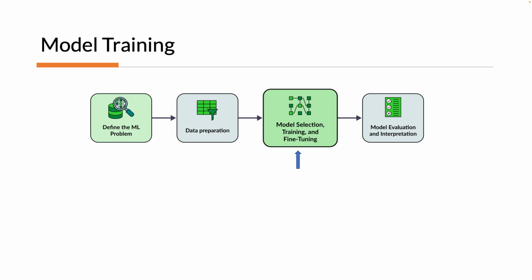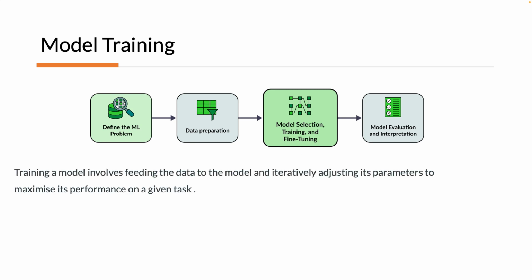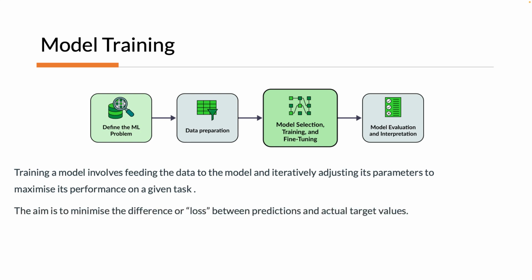In this lecture, we want to explore the third step of the machine learning process, which is model training. Training a model involves feeding the data to a model and iteratively adjusting the parameters of the model to maximize the performance on a given task. The aim of this process is to minimize the difference, or loss, between the predicted value and the actual value.